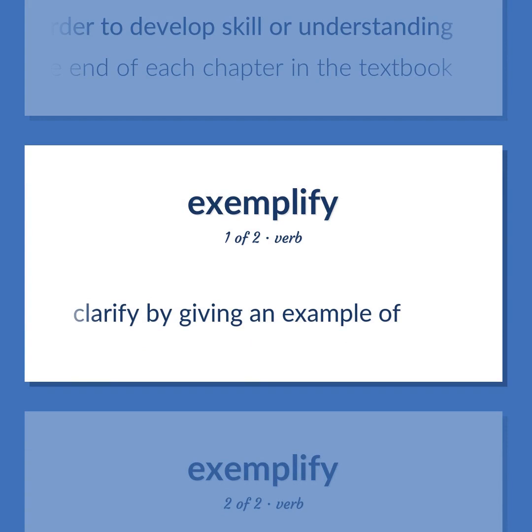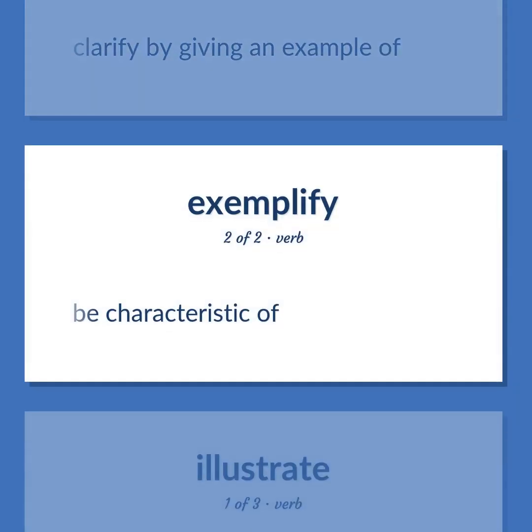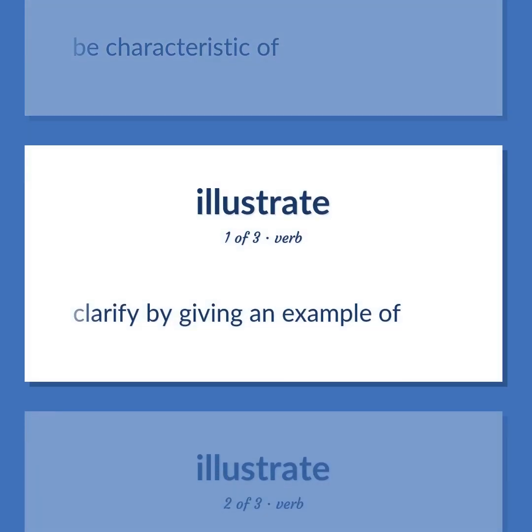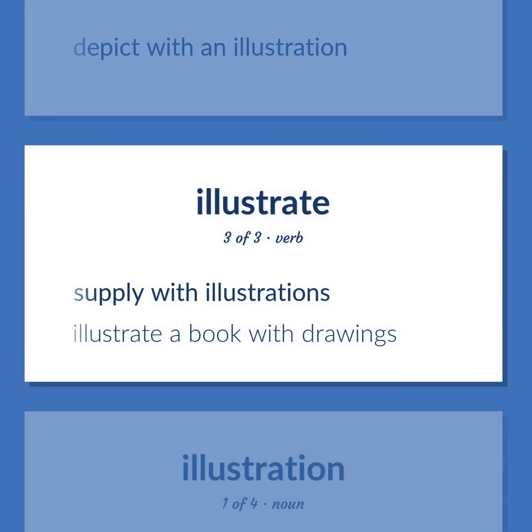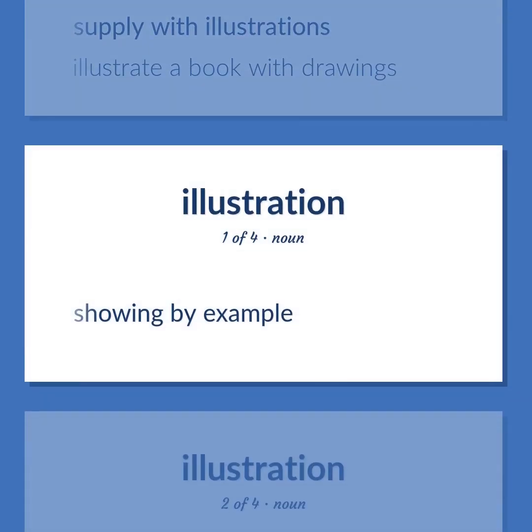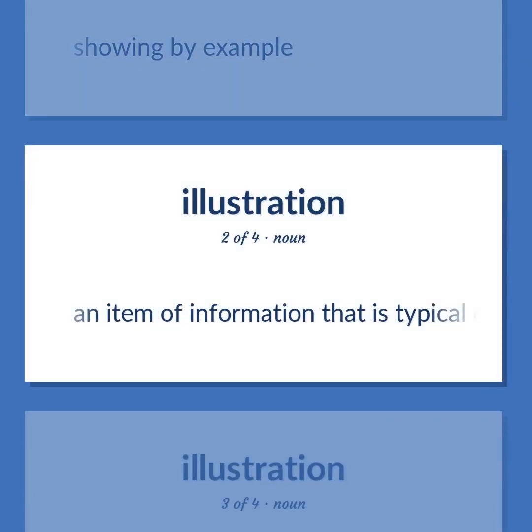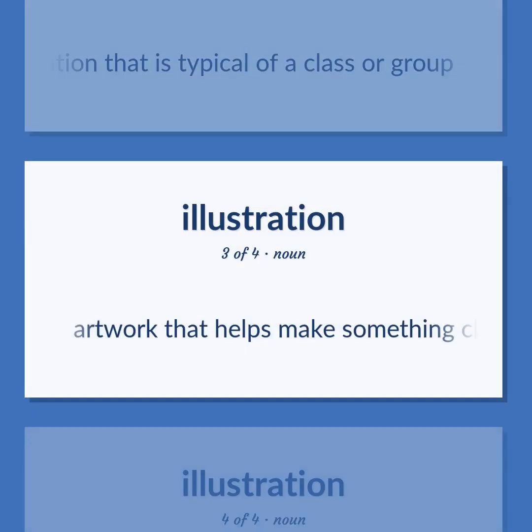Clarify by giving an example of. Be characteristic of. Depict with an illustration. Supply with illustrations. Illustrate a book with drawings. Showing by example. An item of information that is typical of a class or group.